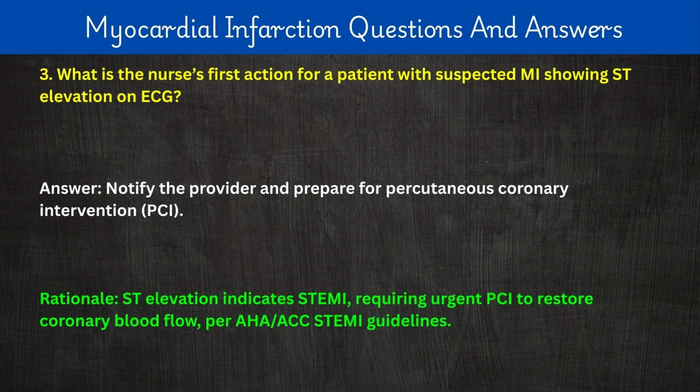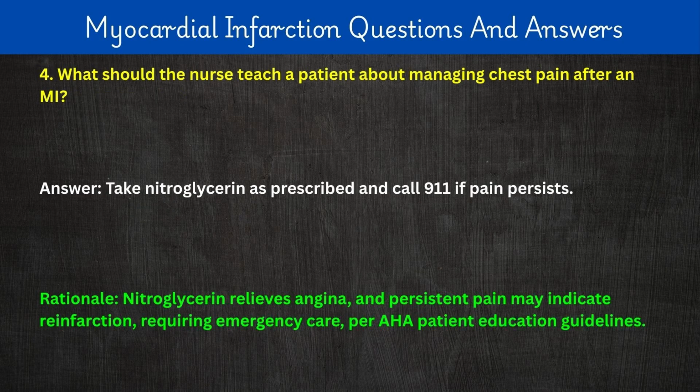3. What is the nurse's first action for a patient with suspected MI showing ST elevation on ECG? Answer: notify the provider and prepare for percutaneous coronary intervention, PCI. Rationale: ST elevation indicates STEMI, requiring urgent PCI to restore coronary blood flow, per AHA/ACC STEMI guidelines.